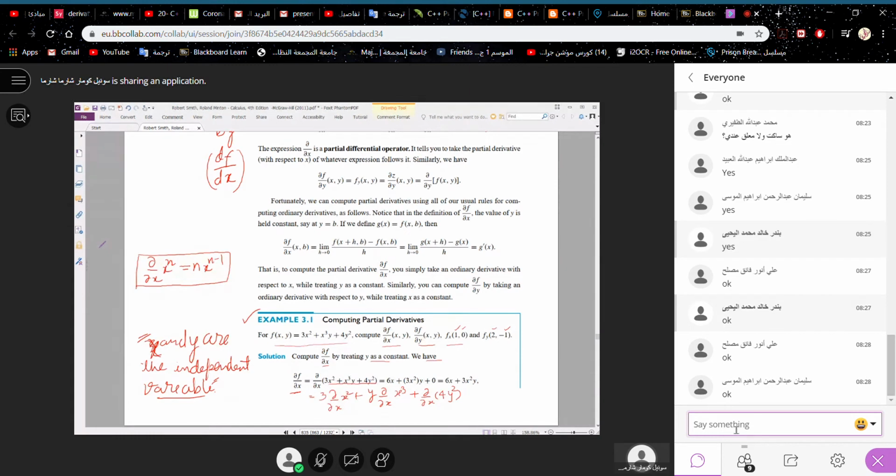Do you know this formula from calculus 1? Derivative of x to the power n is how much? n x to the power n minus 1. Right? Right, Suleiman? So this derivative will be 3, and derivative of x square is how much? 2x plus y. Derivative of x cube is how much? 3x square. And derivative of 4y square is how much? 0.